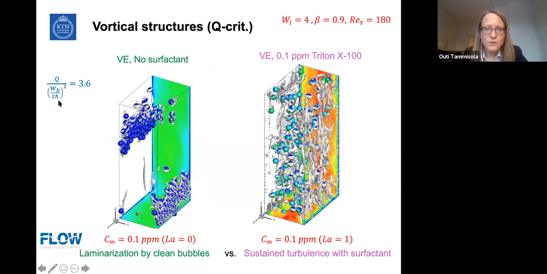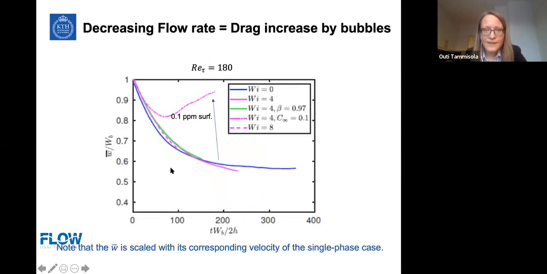Yes, and if we want to look at the flow structures a little bit, without surfactant, when all the bubbles are at the walls, then basically the turbulence disappears. So we only get these vertical structures near the bubbles. Whereas when we have this Triton X-100, then we get turbulence across the whole channel as usual, and sustained turbulence. And about the flow rate then, it turns out actually the bubbles are creating drag.